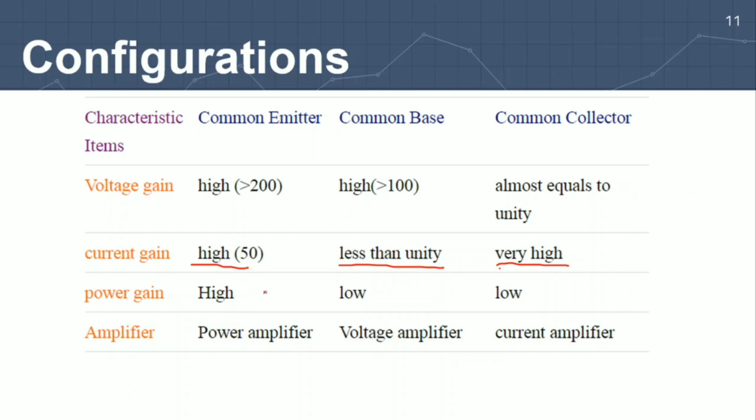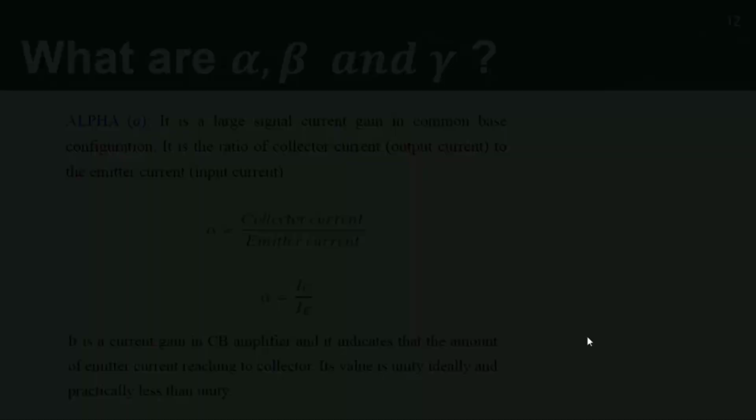Coming to the power gain, if you want a power amplifier, you can use the emitter follower, because common base and common collector have low power gain. So coming to the application, what sort of amplifiers you can design in all these three configurations: common emitter configuration, you can use it as power amplifier. Common base configuration, you can use it as voltage amplifier. If you connect the BJT in common collector configuration, you can use it as a current amplifier.